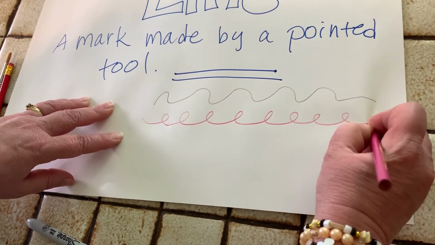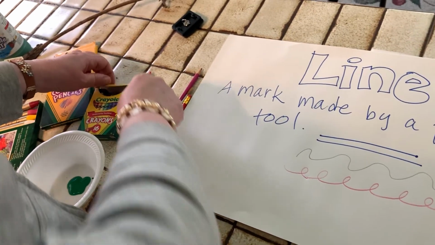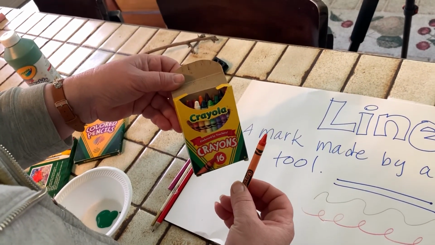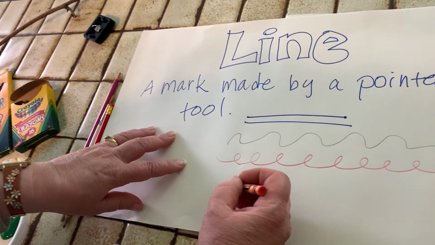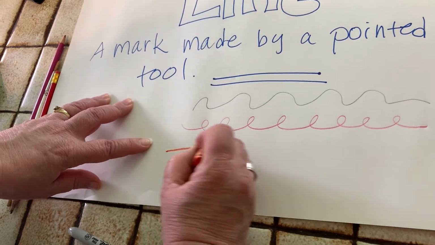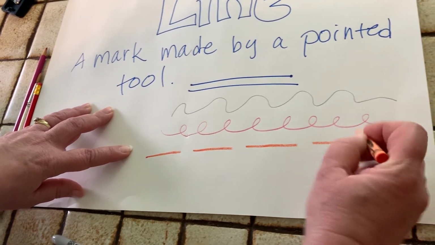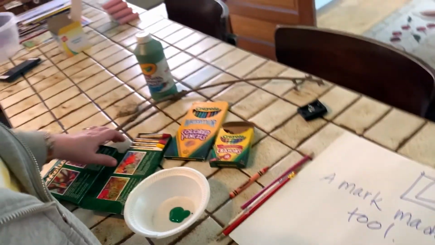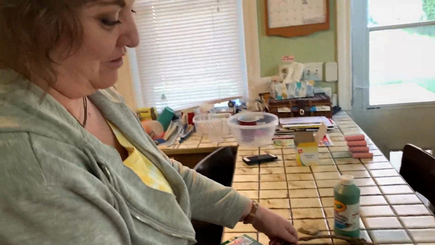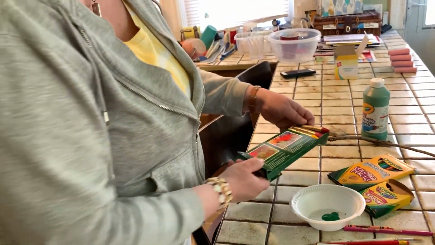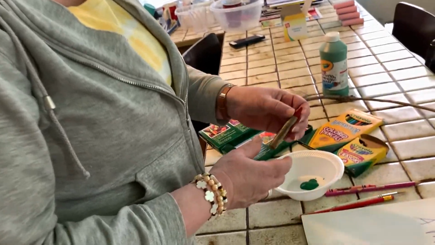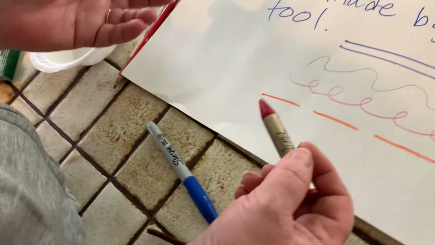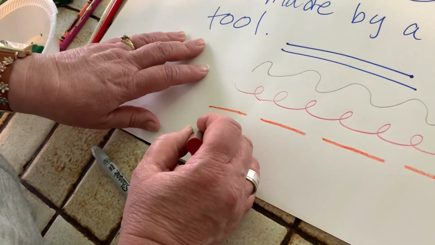Make a loop-de-loop line. How about crayons? Are crayons pointed? They sure are. So we can make lines with crayons. What about oil pastels? One of my favorite things to use that you all know I love, oil pastels. You can make lines with oil pastels because they are kind of pointed. Sometimes they get flat, but they can still make good lines.